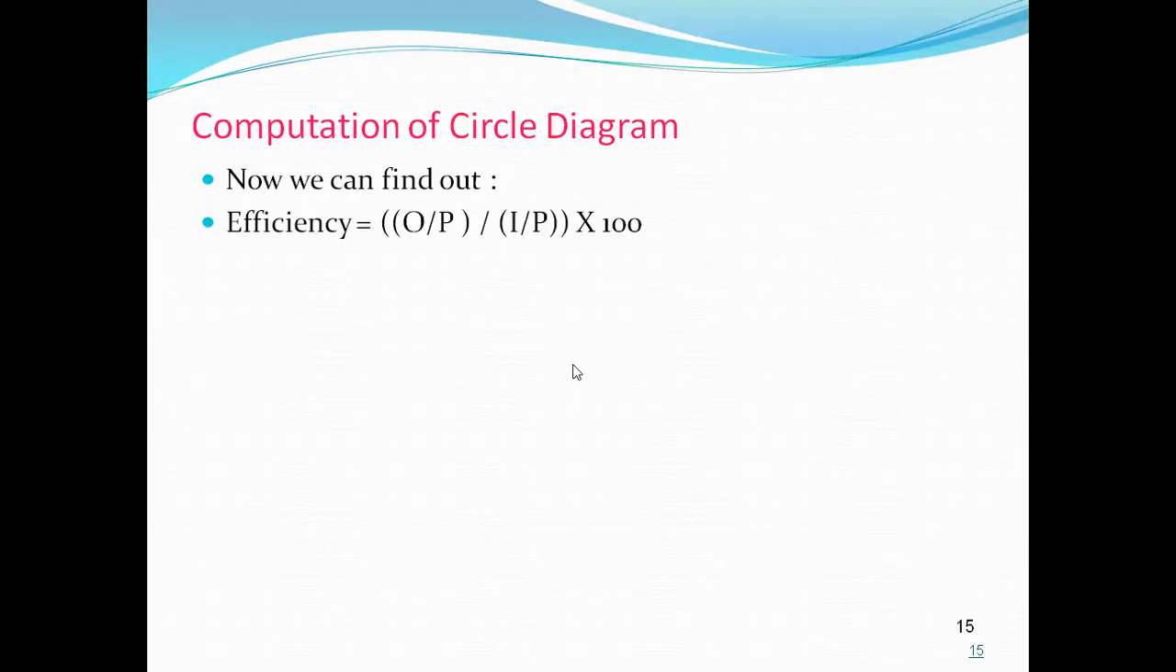So now we can find the efficiency, that is output by input into 100. That is PM by PK. Directly we can measure PM in centimeters and PK in centimeters, into 100. That will give the efficiency of the motor. By using this circle diagram, we can calculate efficiency, rotor copper losses, stator copper losses, fixed losses, everything.